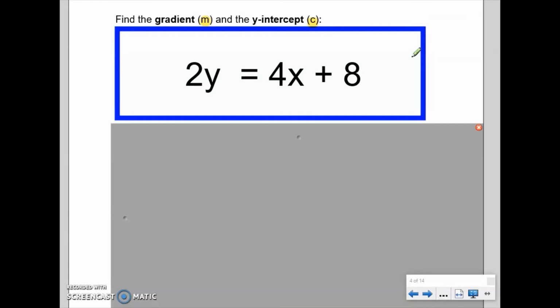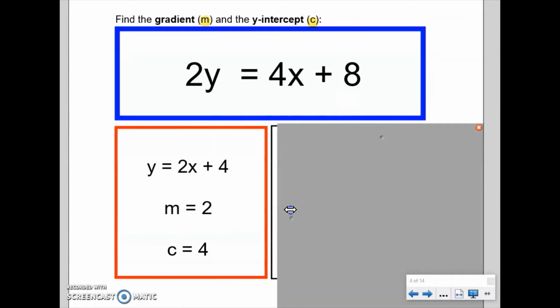Okay, welcome back. So I'll just show you my answer. So what we have here is 2y equals 4x plus 8. So we're in the correct order, y equals mx plus c. However, we are not dealing with a singular y. So what we need to do here is divide everything by 2 to be left with y equals 2x plus 4. So that's telling me my gradient is positive 2 and my y-intercept is 4. So those should be your two answers.